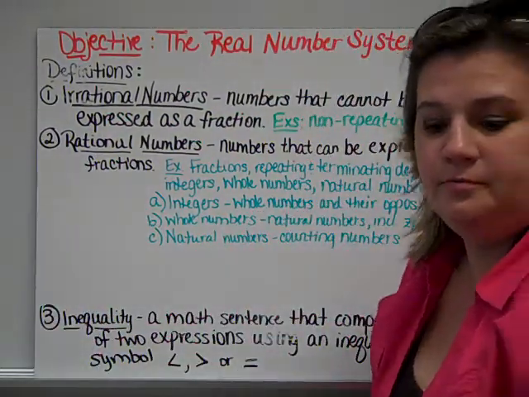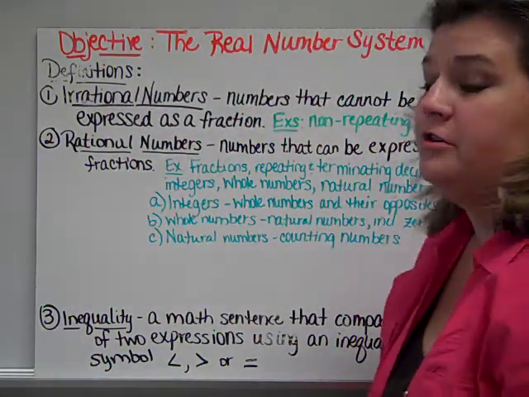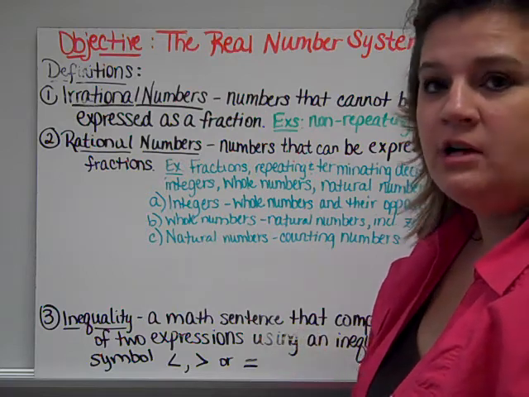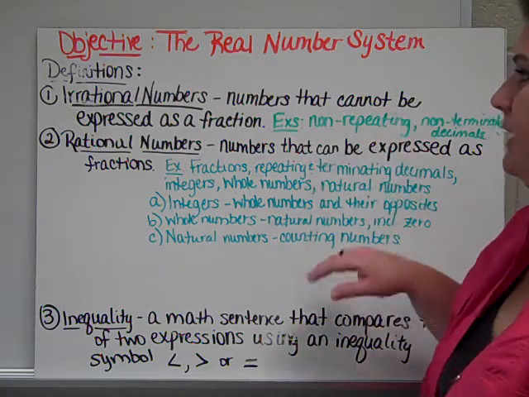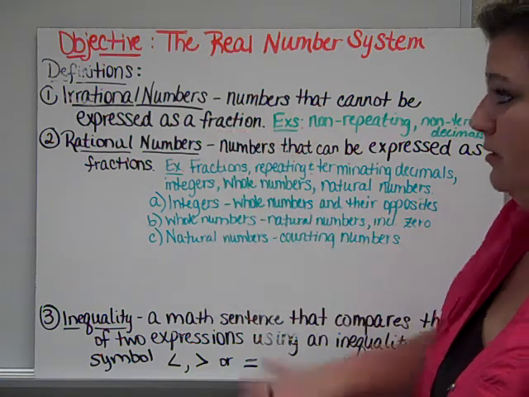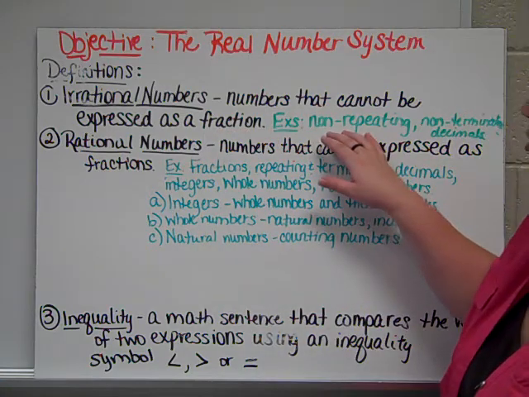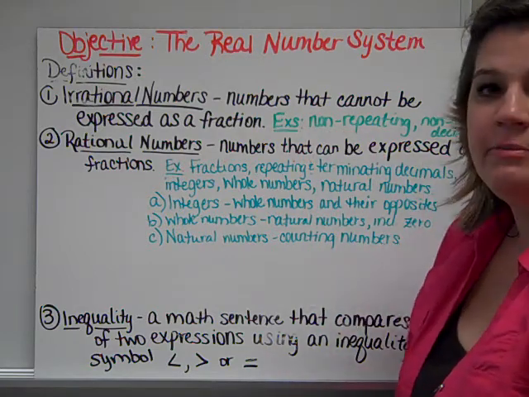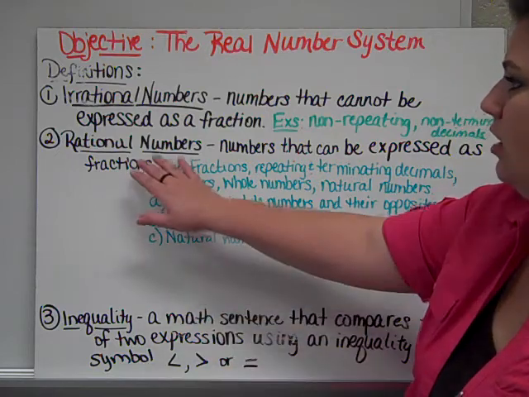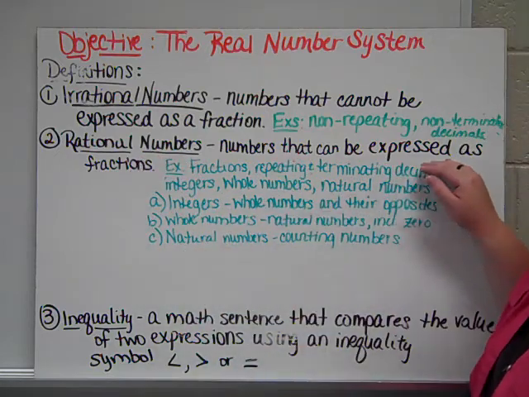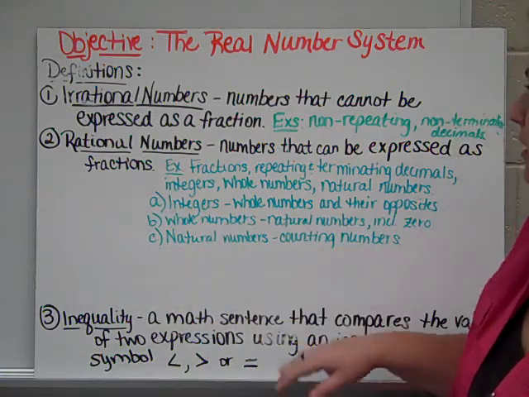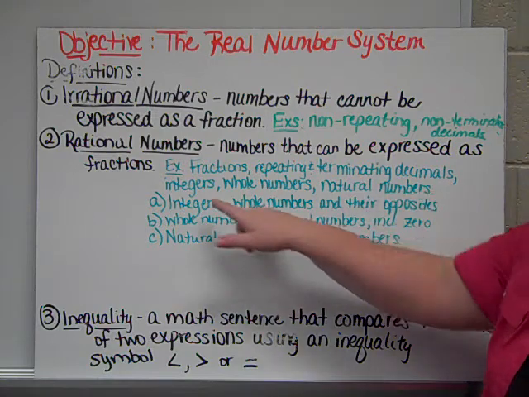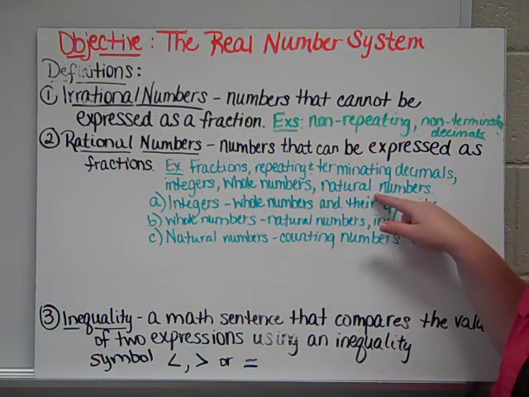Okay, so you should have had a chance to pause everything and write all your notes down. So let's go through the real number system objective. Let's go over some definitions. Irrational numbers are numbers that cannot be expressed as a fraction. Examples are non-repeating, non-terminating decimals. Rational numbers are numbers that can be expressed as a fraction. Examples would be fractions, repeating and terminating decimals, integers, whole numbers, and natural numbers.